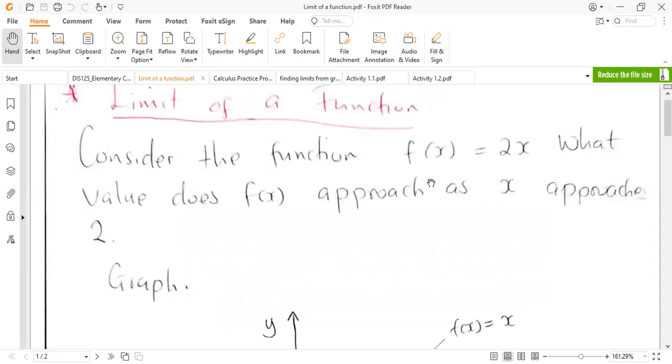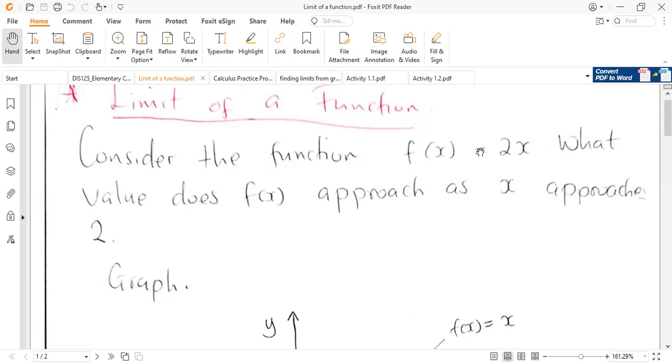So for instance, consider this function f of x, which is equal to 2x. What does the value of f of x approach as x approaches 2? Remember that we can directly just punch in to say, okay, what is the value of f of x when x is 2? In this case, it's actually 4.